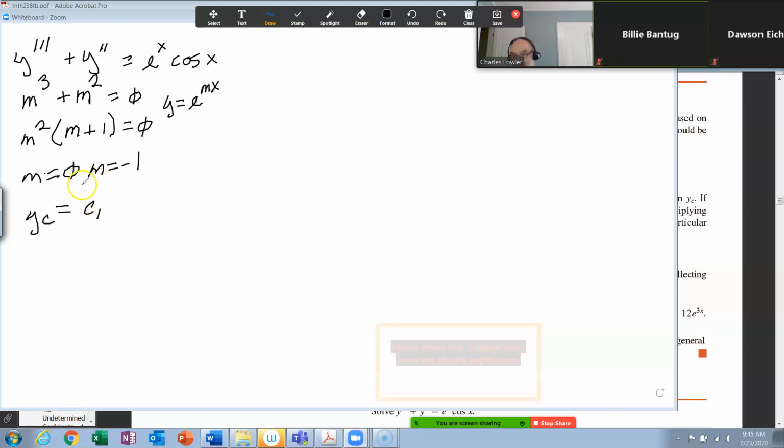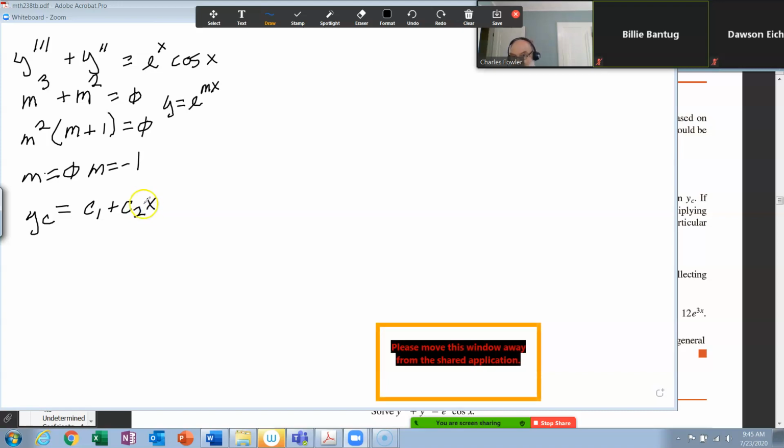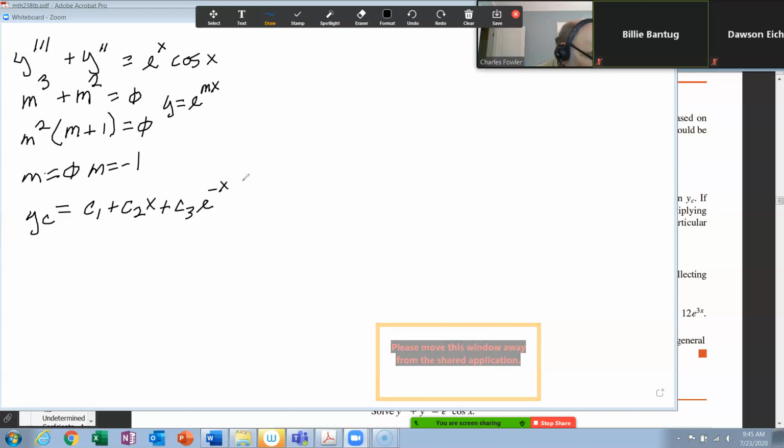That's it. But this is a double root here, so the next one would be a C2x. Okay? And then this one would be a plus C3 e to the minus x. Now let's see if that's what they got. C1 plus C2x plus C3 e to the minus x. Yes, there's your characteristic solution.